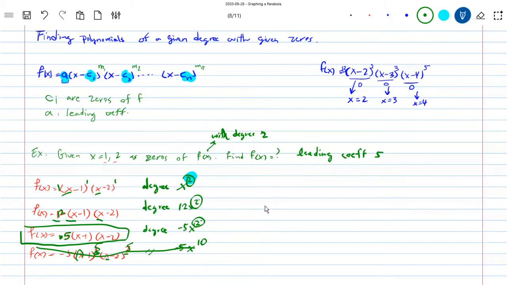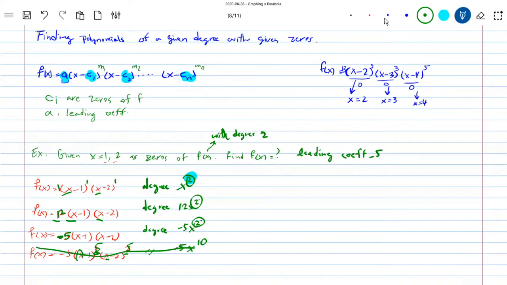Let's assume this is +5, not -5. Maybe I should change it to -5 just to be with the leading coefficient -5, since this was originally -5 here. Okay. So the leading coefficient helps make it a unique polynomial.